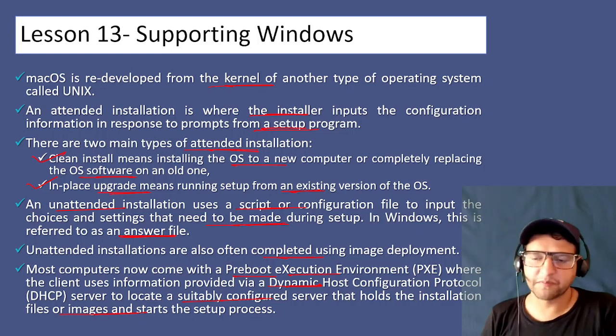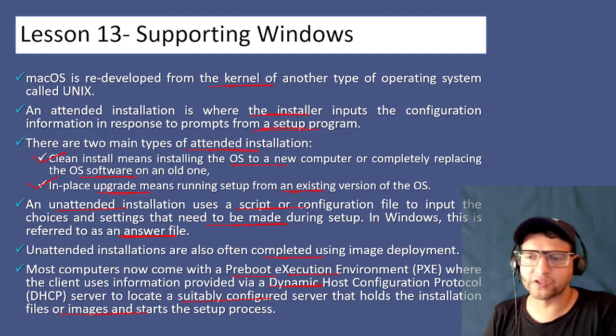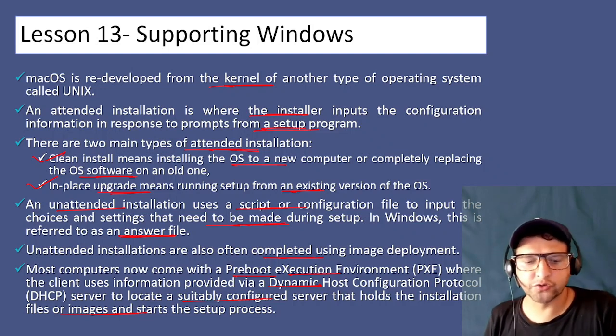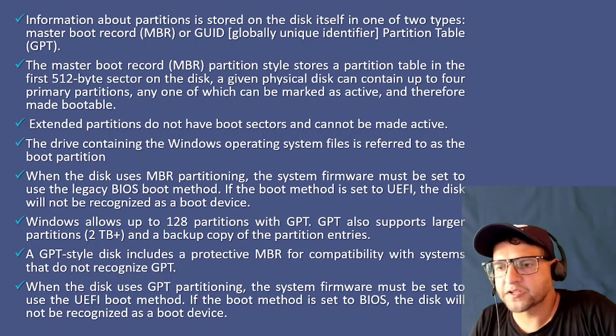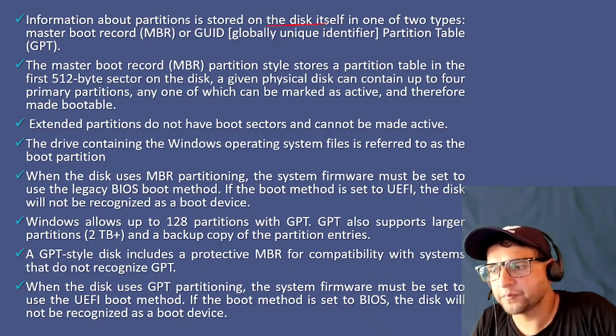So guys, I remember there was also a question on DHCP. You need to understand what DHCP does. So they will ask you a scenario and you need to choose a particular tool there. So you need to understand what DHCP does. Information about partitions is stored on the disk itself in one of two types. Either it's a master boot record or a GUID (globally unique identifier) partition table, GPT.